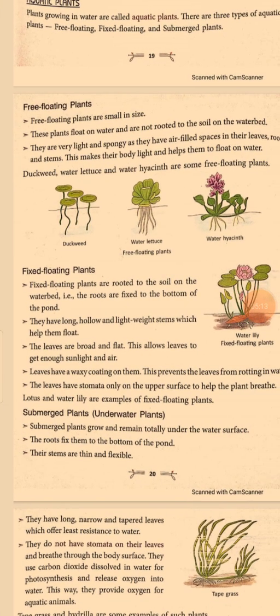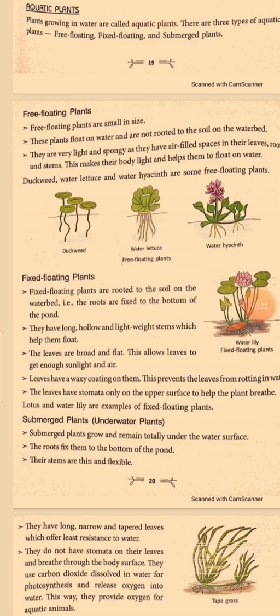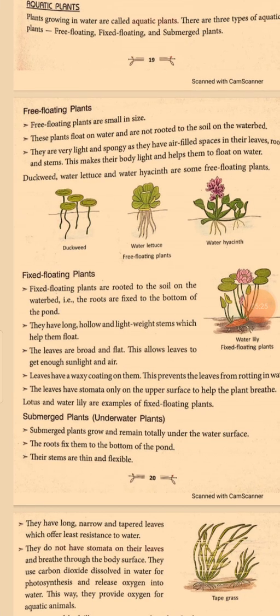Now look again. So leaves are broad and flat. This allows the leaf to get enough sunlight and air. Enough sunlight is because of their broad feature, and air is because stomata is on their upper surface. Now leaves have one more thing, that is waxy coating, and because of this waxy coating, these plant leaves do not rot in the water. They always remain fresh even when they are floating over the surface of water. They do not rot because of the waxy coating. It is given naturally to them. Then examples, there are many examples, lotus, water lily.